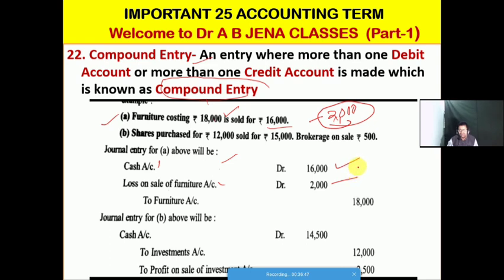What does the golden rule say? Debit all expenses and losses, so it's the loss. That's why the loss on sale of furniture account will be debited. Then the furniture comes under the real account. What is the rule of the real account? Debit what comes in, credit what goes out. So furniture goes out from your business, so it's 18,000. This is the example of the compound entry. And friends, here is another example of the compound entry, and you can go through this.